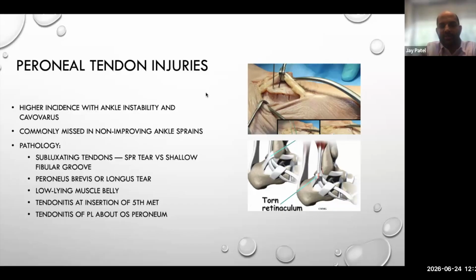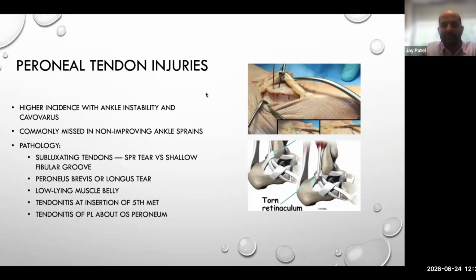Peroneal tendon injuries have a little bit higher incidence, particularly if patients have a high arch, so a cavovarus foot. They have a higher risk of developing peroneal tendon injuries with ankle sprain. You have your longus and your brevis tendon that cross the lateral ankle. Again, it functions to support our lateral ankle ligaments and prevents against inversion injuries. These are commonly missed in ankle sprains that are not improving.